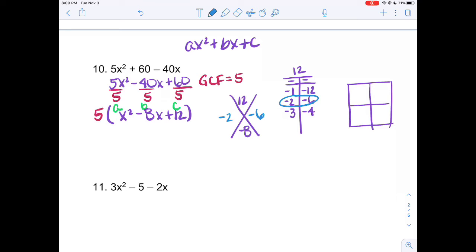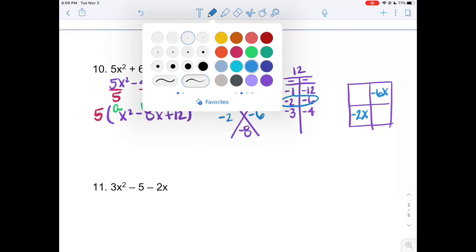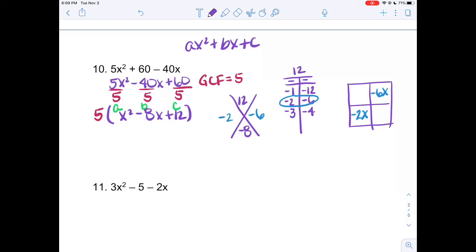I can write negative 2x and negative 6x here, and then finish out my box with x squared and 12. Remember, it's the ax squared term in the upper left and the c term in the bottom right. Greatest common factor between x squared and negative 6x is going to be an x. The greatest common factor between negative 2x and 12 is a negative 2.